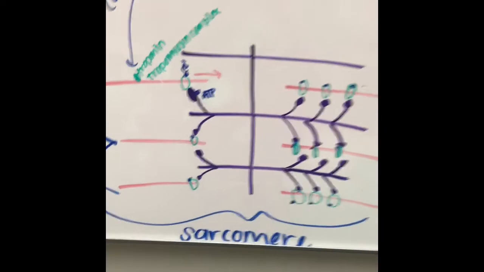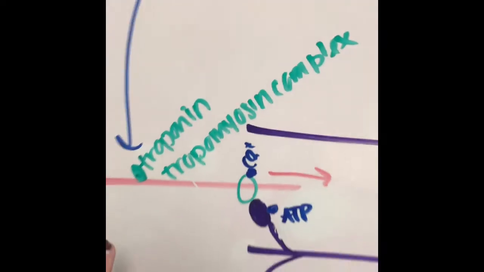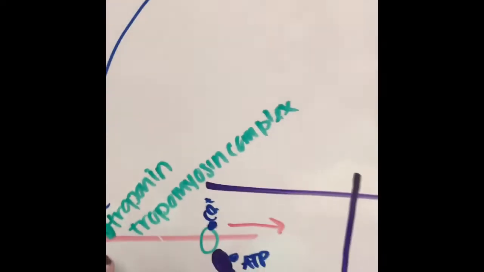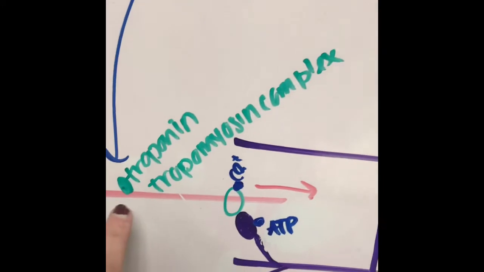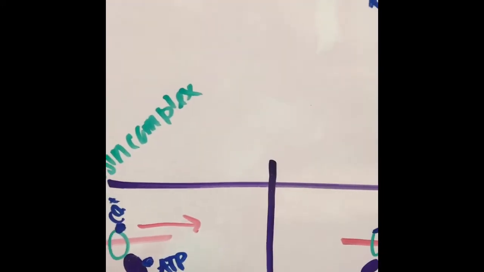So on our sarcomere, we have troponin bind to tropomyosin, which makes a complex, and they're on actin filaments. And then when calcium binds to this complex, then it opens up an active binding site. So then when ATP binds to myosin, it cocks the head, and then the actin and myosin connect, and that's what forms the cross bridge.